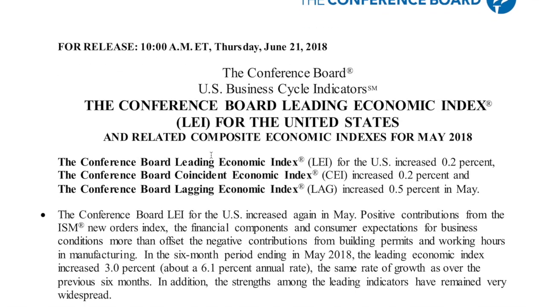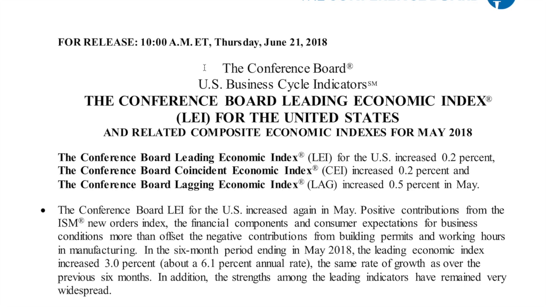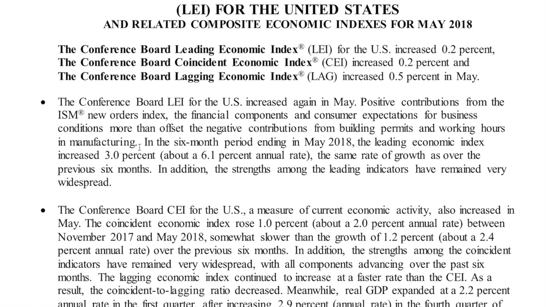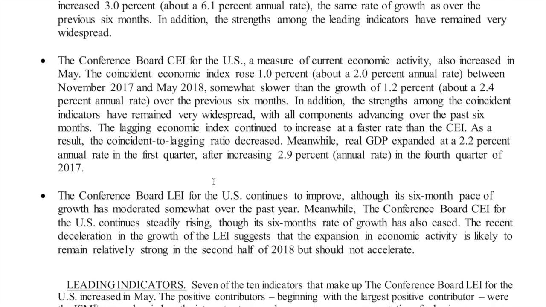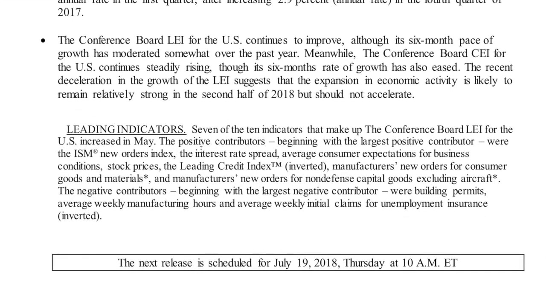Here it is, not May, but this one is for Thursday, June 21st. So this one is pretty much hot off the press, right? The Conference Board Leading Indicator Index for the U.S. increased by 0.2%. They're just going to tell you it increased in May, positively contributed to blah, blah, blah. And another thing that I did like is that it tells you here the positive contributors, right?